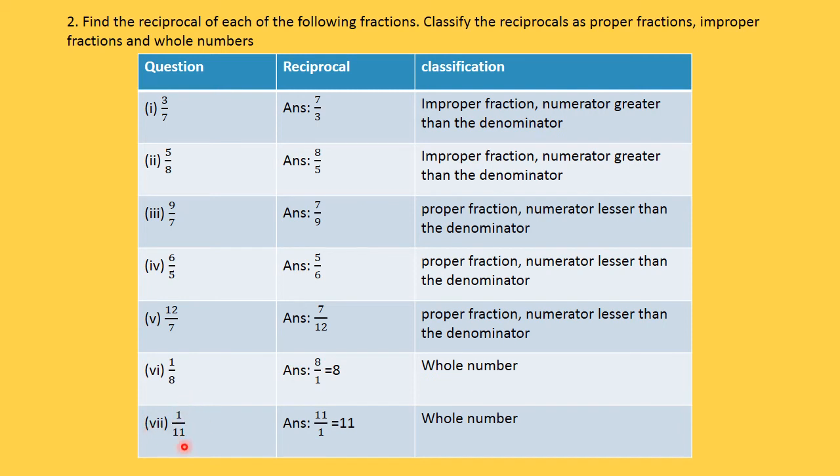Next we have 1 upon 11. What is its reciprocal? 11 upon 1. 11 upon 1 can be written as only 11. 11 upon 1 is the same as only 11. Whatever we have in the numerator, if the denominator is 1, then its value is equal to the numerator itself, and it is a whole number. Okay? Now let us go to the next question.